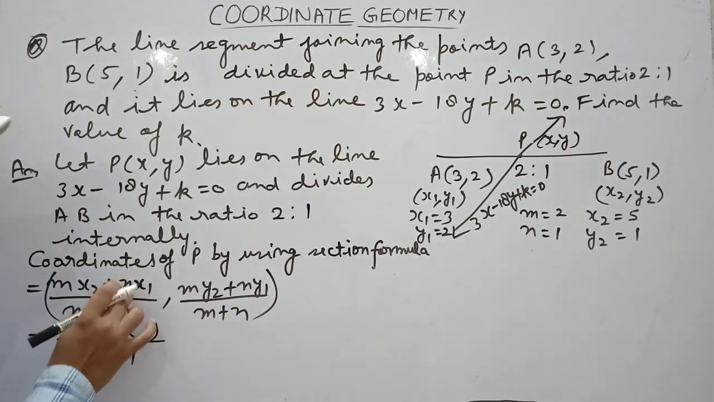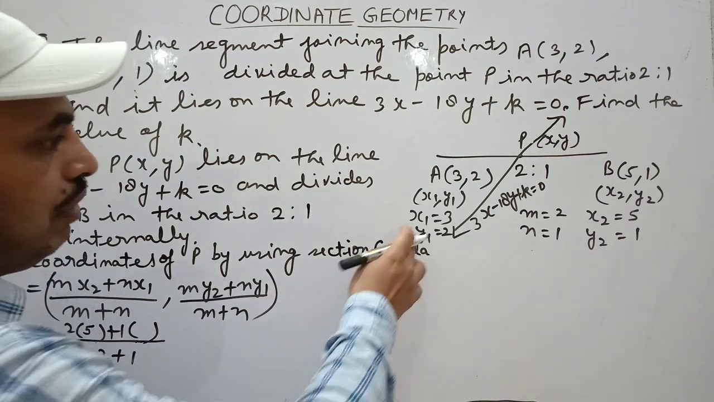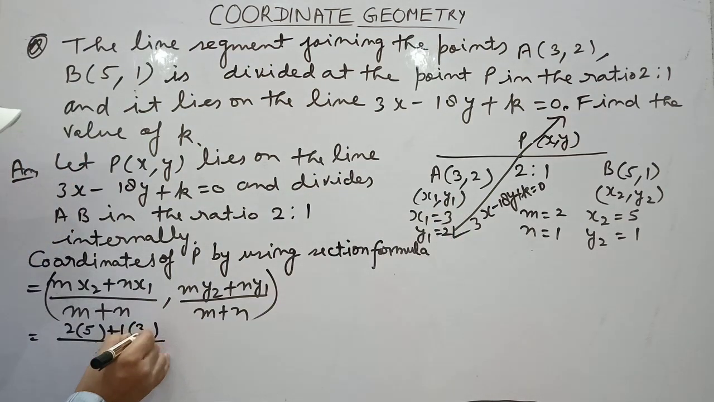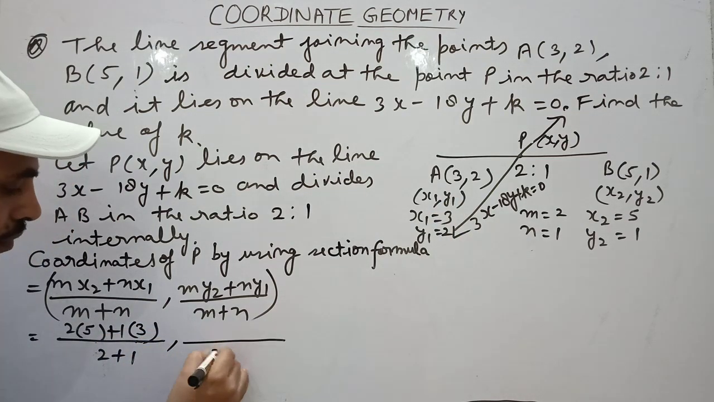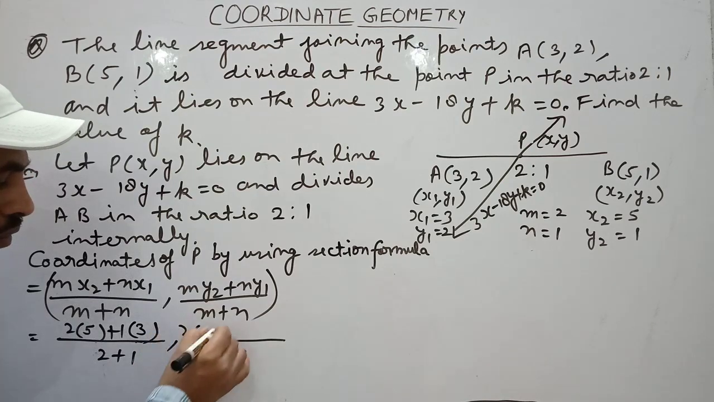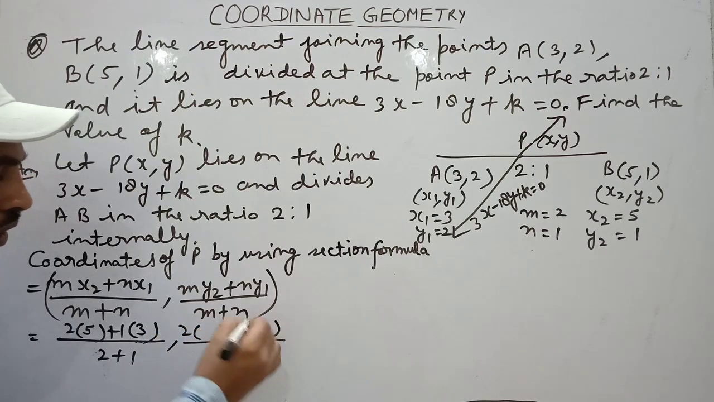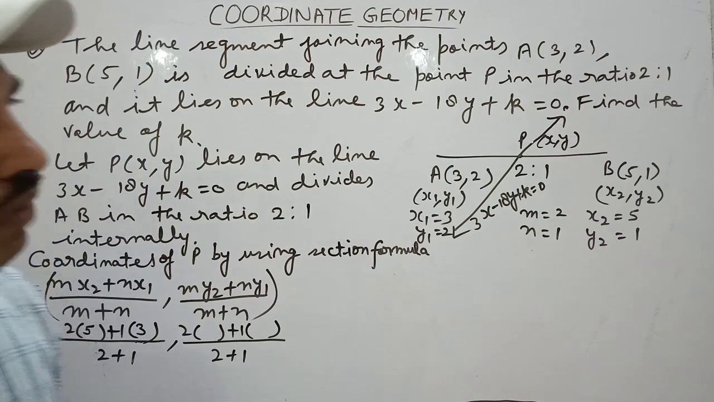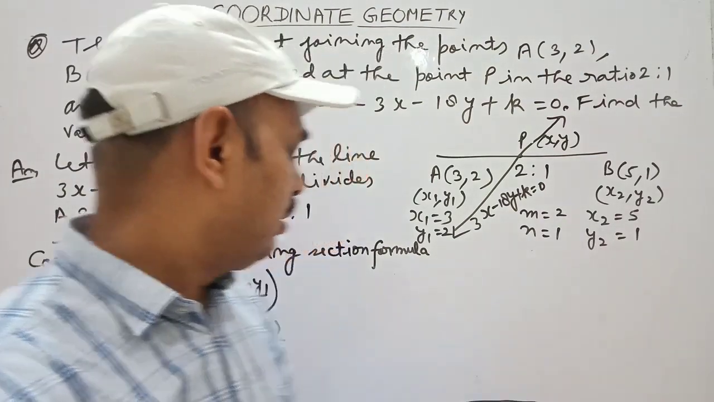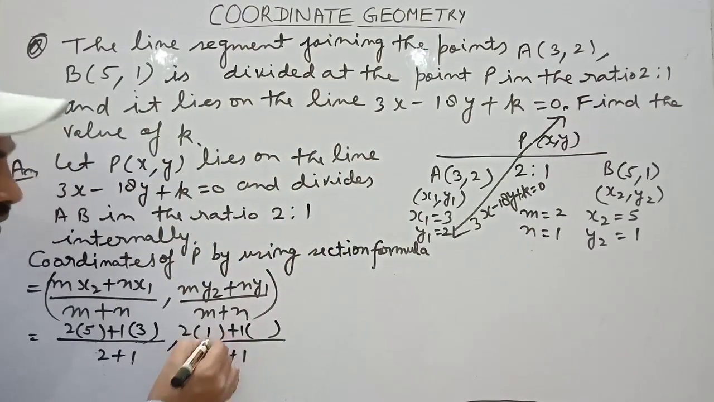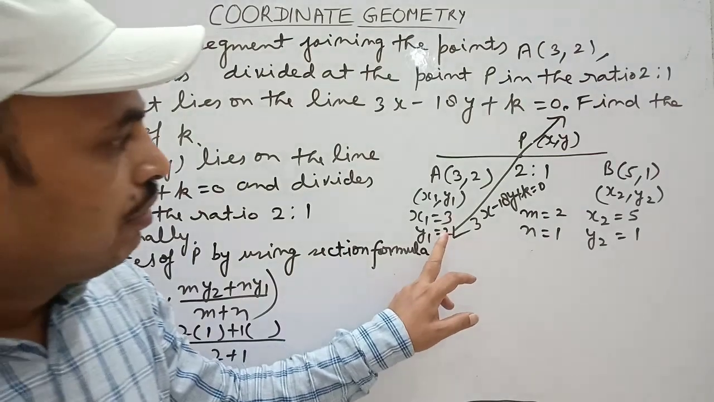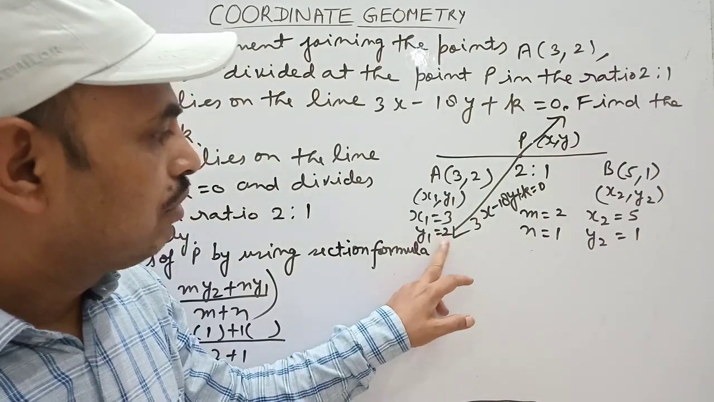x2 is 5 and x1... what is x1? x1 is 3. Then we have 2 plus 1, 2 into y2, 1 into y1. What is y2 here? y2 is 1. What is y1? y1 is 2.